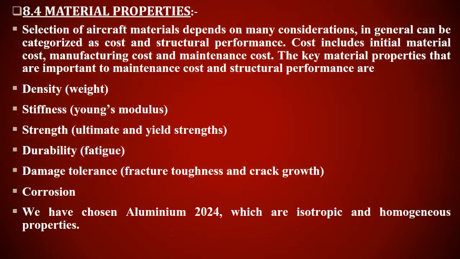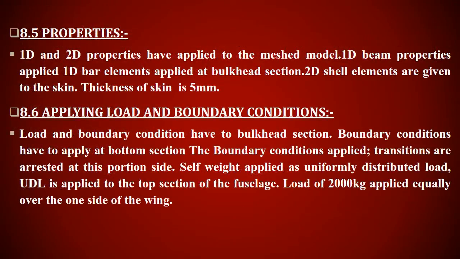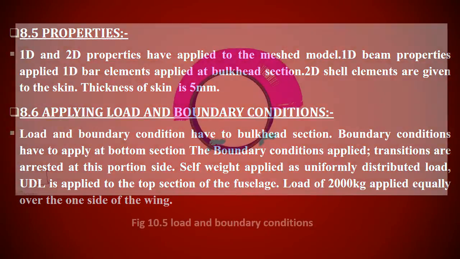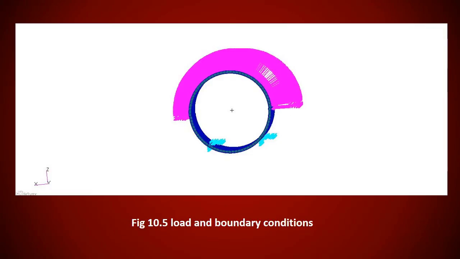So we are applying a load of 2000 kg equally over one side of the wing we have uploaded. In this you can see the load and boundary condition. In this diagram you can see one side of the bulkhead is totally fixed, so that is the boundary condition. All 6 degrees of freedom are fixed, and the load is acting on the bulkhead.